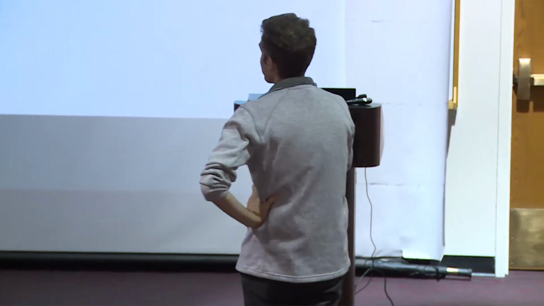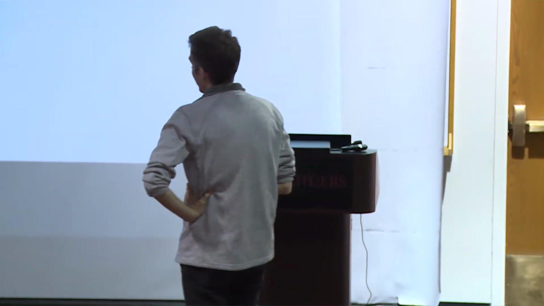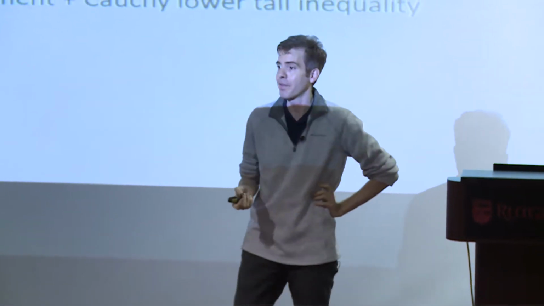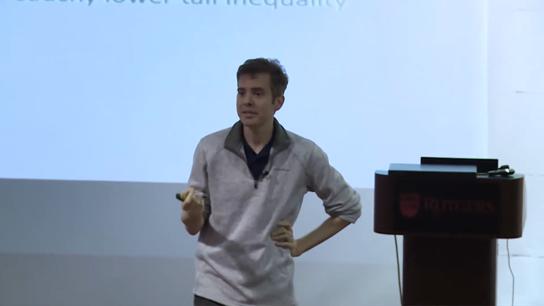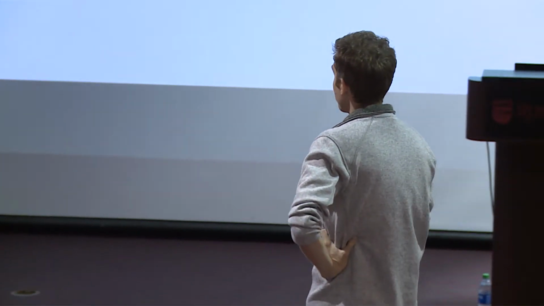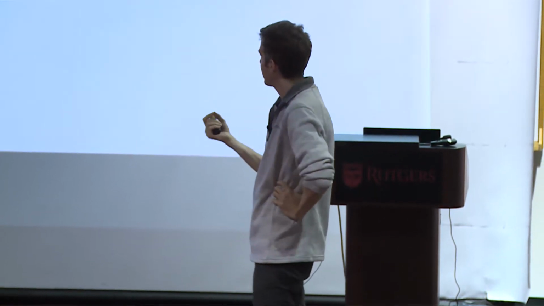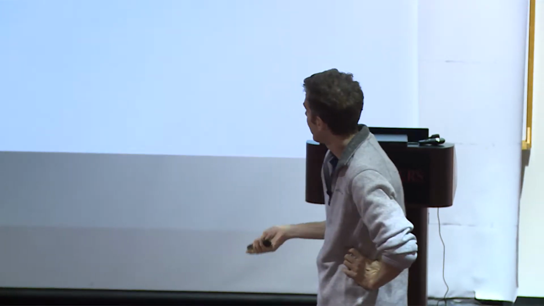So how do you prove this? Well, there are two parts. You first want to show that if you look at a vector Ax, its L1 norm doesn't shrink that much when you multiply it by S. This part is easier. You can actually carry out this net argument and use a Cauchy lower tail inequality.